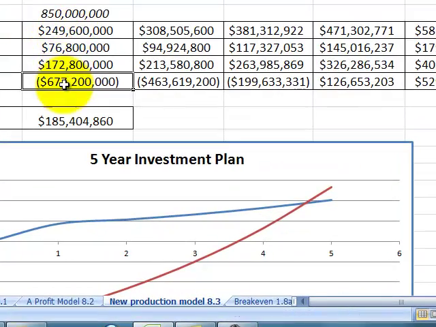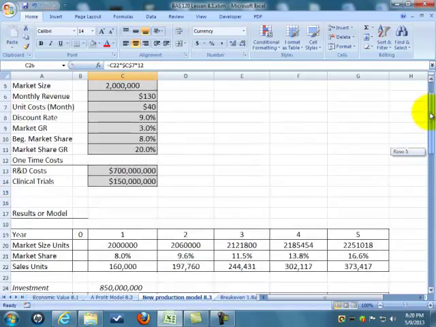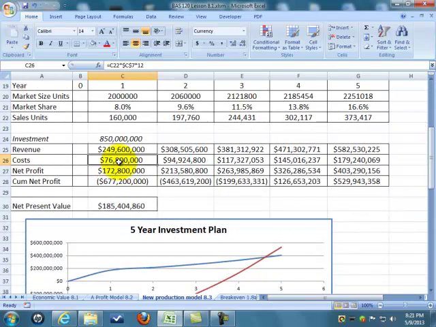Now, here my first year, notice there's my net profit without the investment. And here I just subtracted out the investment, so that's my cumulative net profit. My revenue is 130 times the units times 12. My cost is my units sold times my cost per unit of 40 times 12 months. And then we just copied that across. Net profit is just my revenue minus my cost. And then my cumulative, for the first year, is this minus my original investment.